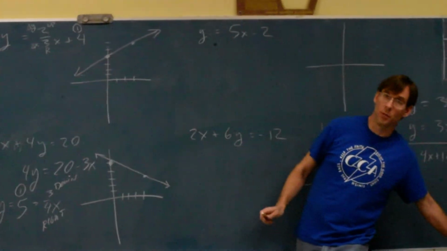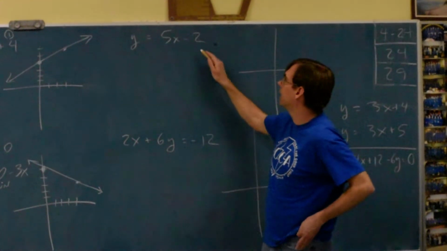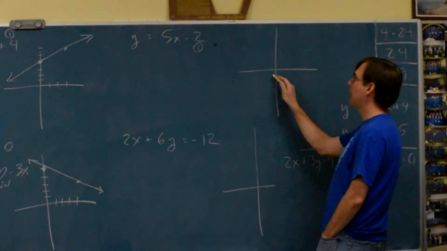This is already in slope-intercept form, so that's outstanding. I'll first do the intercept, down 2.